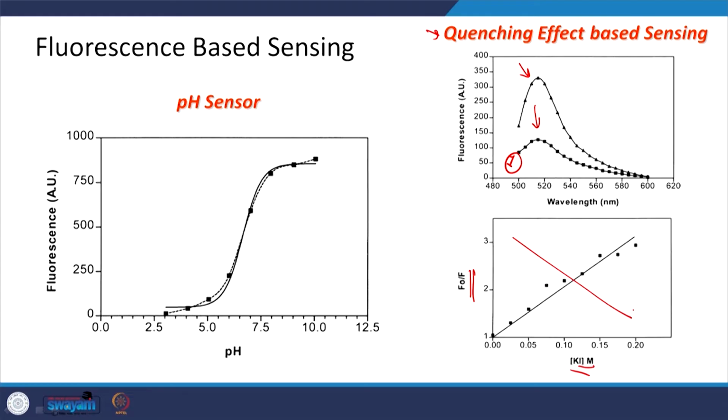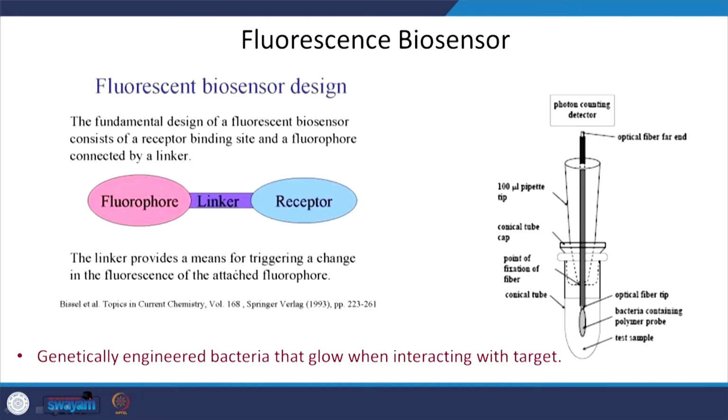In pH sensor, you can see that the fluorescence changes with pH like this. So, suppose in this range, if you change the pH slightly, you can measure how much change in fluorescence occurred. So, by measuring the change in fluorescence intensity, you can say how much change in pH occurred. So, this can be used for pH based sensing.